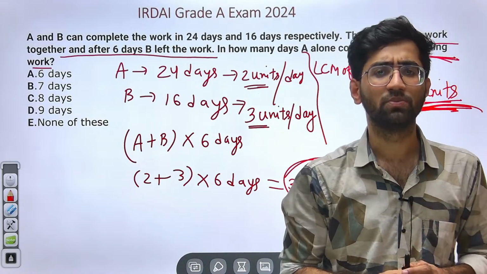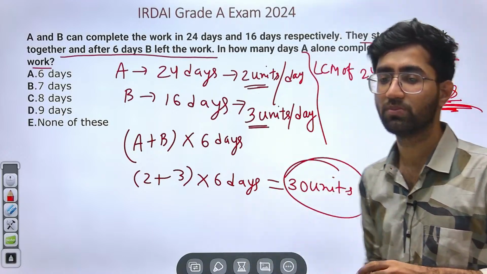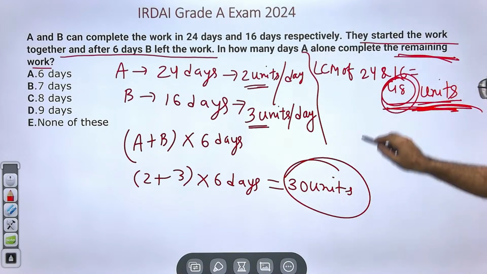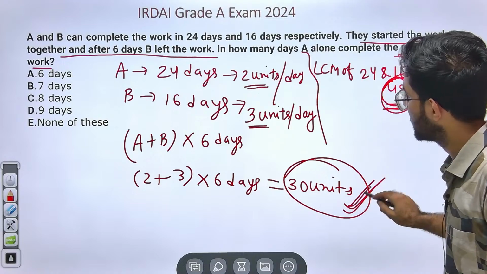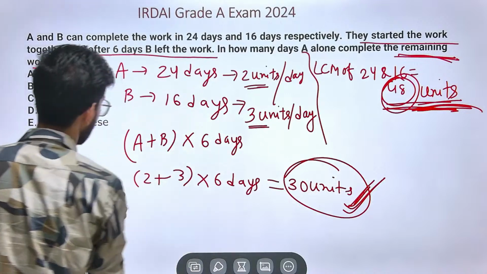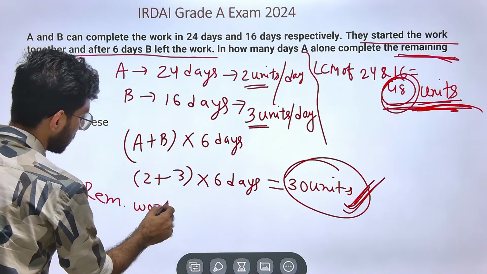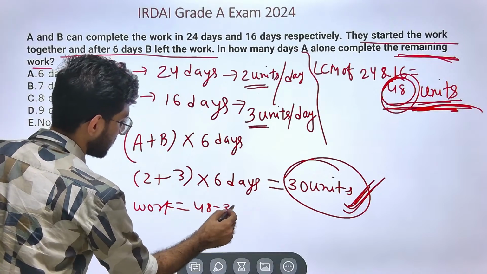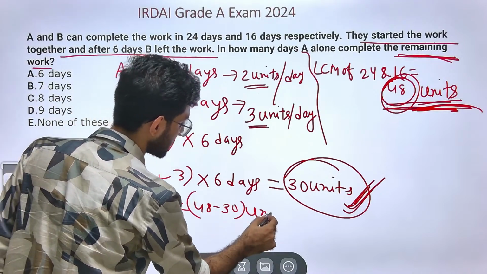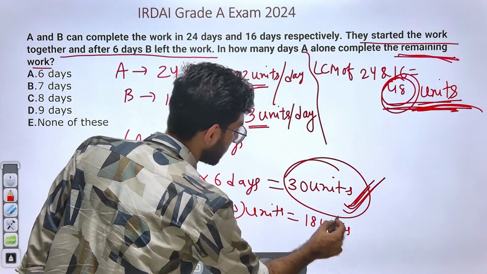But we have assumed that the total work is of 48 units, and now we know that A and B have done 30 units work, right? So what is the remaining work? You should be able to find out that remaining work is 48 minus 30 units, right? So basically 18 units. So the remaining work is of 18 units.